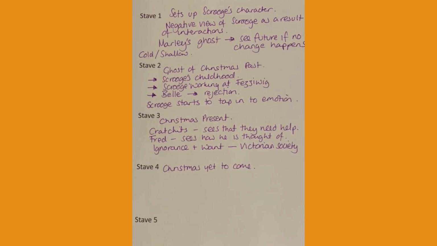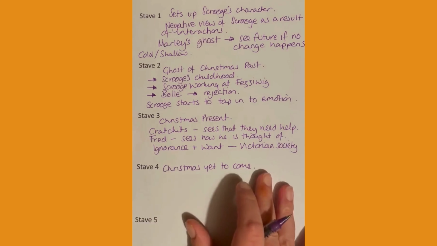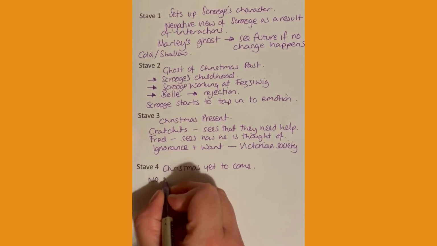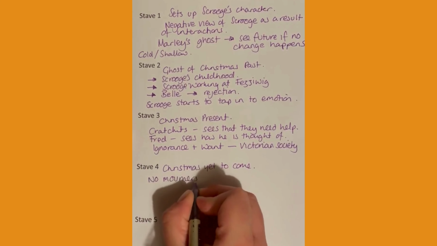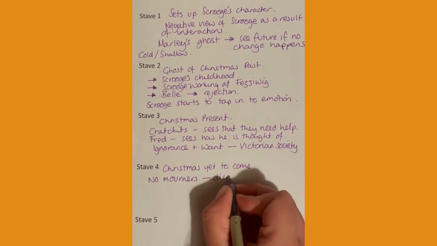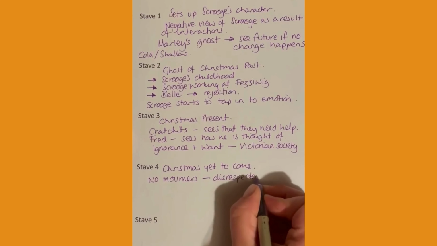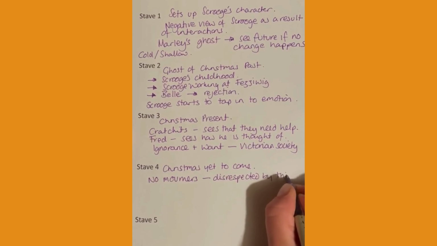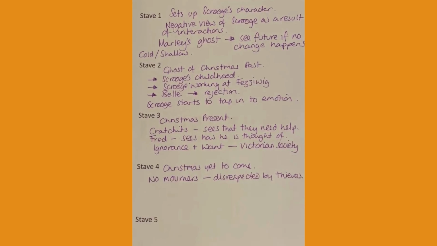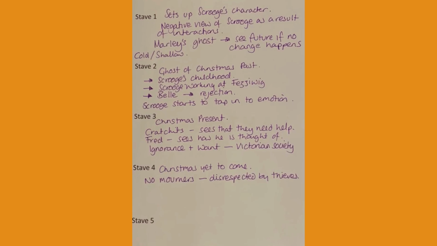Scrooge is shown the funeral of a dead man, and before he is even in the ground, thieves have stolen everything from his accommodation, and no one is there to mourn for him. So not only are there no mourners, but the dead man has been disrespected by thieves. He also then witnesses the death of Tiny Tim because there was no one there to support Tiny Tim. There was no one there to help financially.